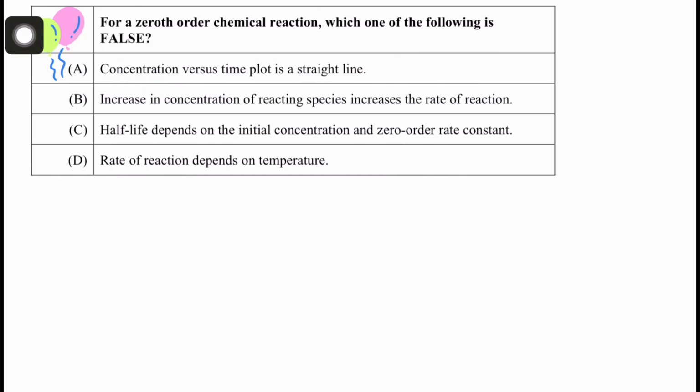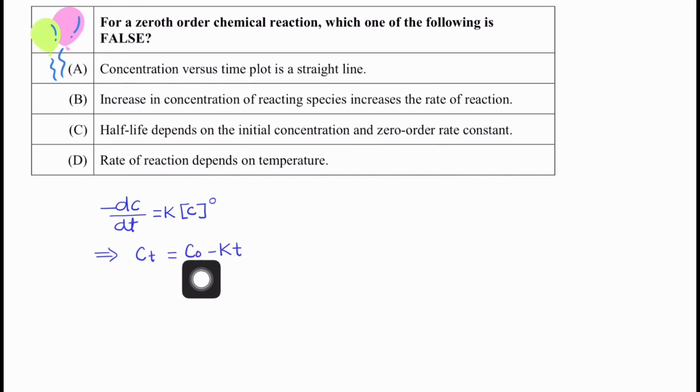We know that the differential rate law for a zero order reaction is minus dC by dt equal to K into concentration C to the power 0. And the integrated rate law is Ct equal to C naught minus Kt. This is for the zeroth order reaction, so the concentration versus time plot is a straight line.